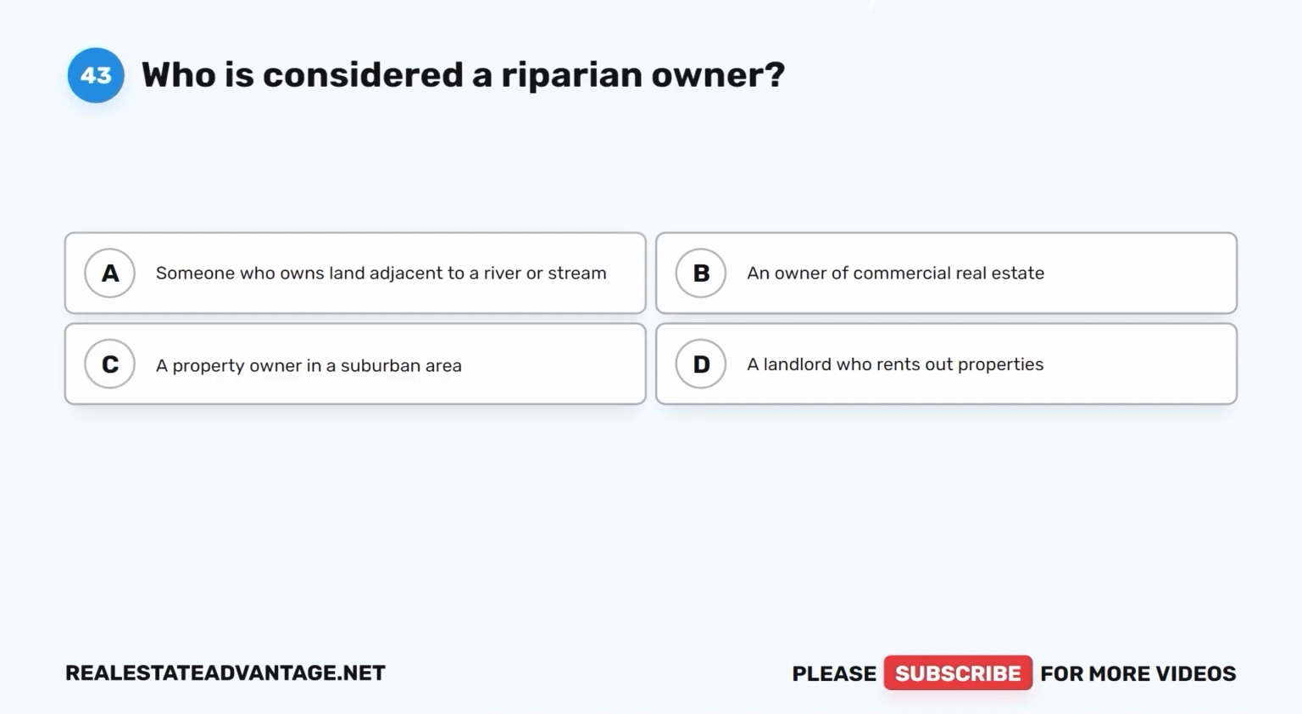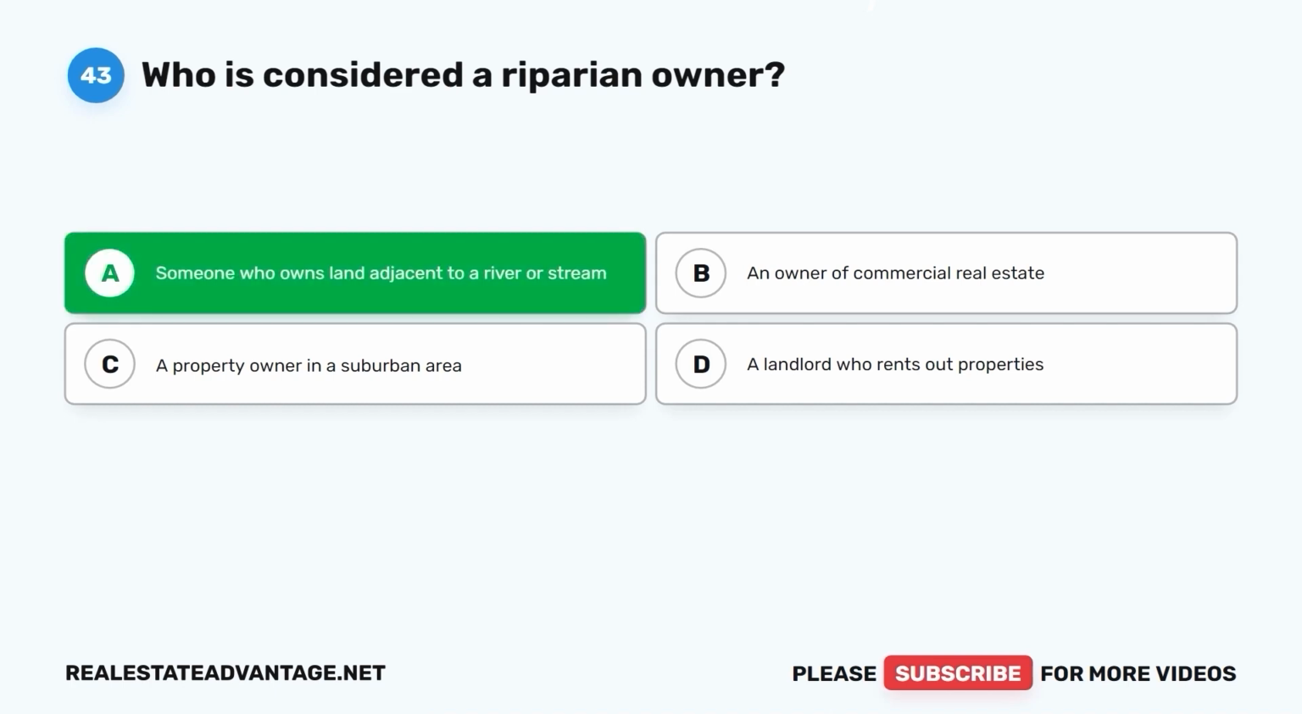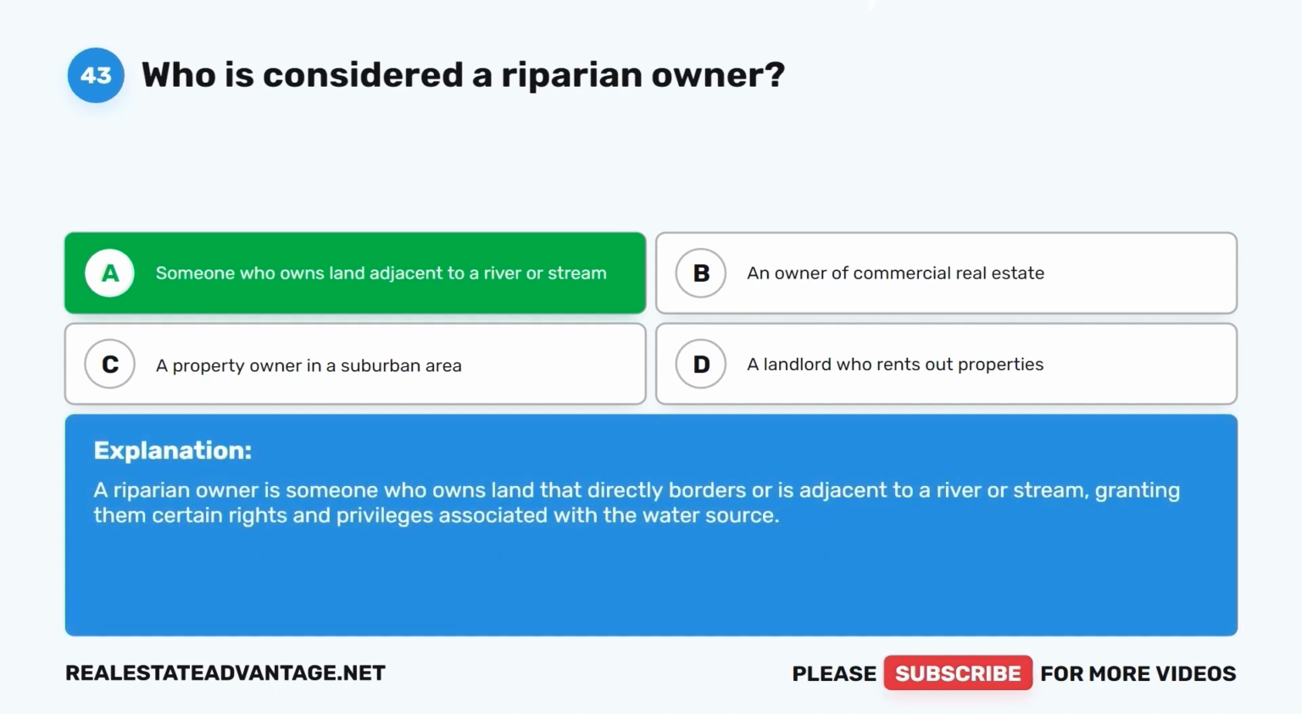Who is considered a riparian owner? A. Someone who owns land adjacent to a river or stream. B. An owner of commercial real estate. C. A property owner in a suburban area. D. A landlord who rents out properties. The correct answer is A. Someone who owns land adjacent to a river or stream. A riparian owner is someone who owns land that directly borders or is adjacent to a river or stream, granting them certain rights and privileges associated with the water source.